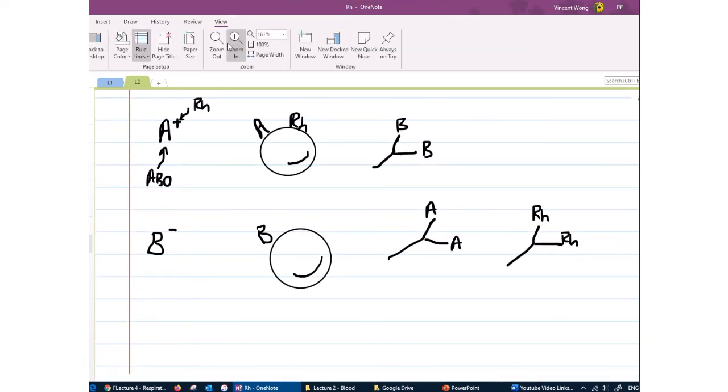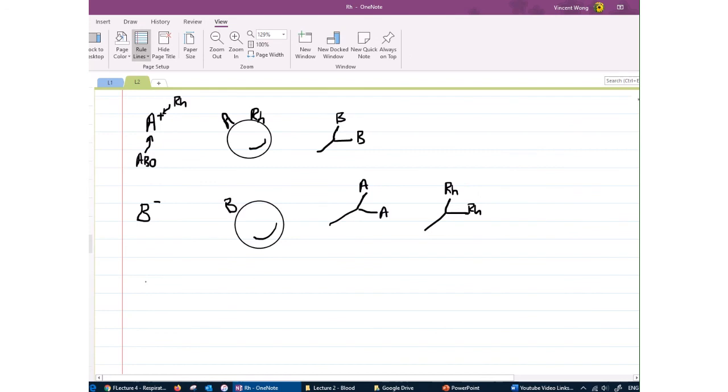Okay, the key to remember is you make antibodies against all the antigens that you do not have. What if you are AB negative? AB negative means you will have A, you will have B, but you will not have Rh. And so the only antibodies you're going to make are Rh antibodies. Okay, so try to go through this yourself a few times with a few other examples, and think about what kind of antibodies you're going to make in each of the cases.